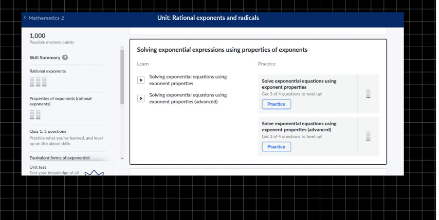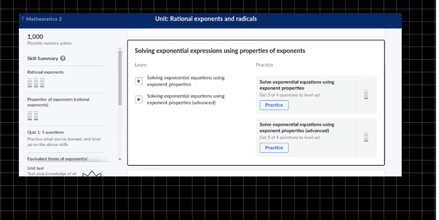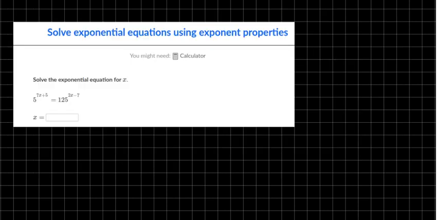Okay, during our class today we were working on rational exponents and solving exponential expressions. So let me change to my pen here. We're going to be working on this problem set, solving exponential equations using exponential properties, and it's in Mathematics 2 in the rational exponents and radicals unit. So let's take a look at some of these.